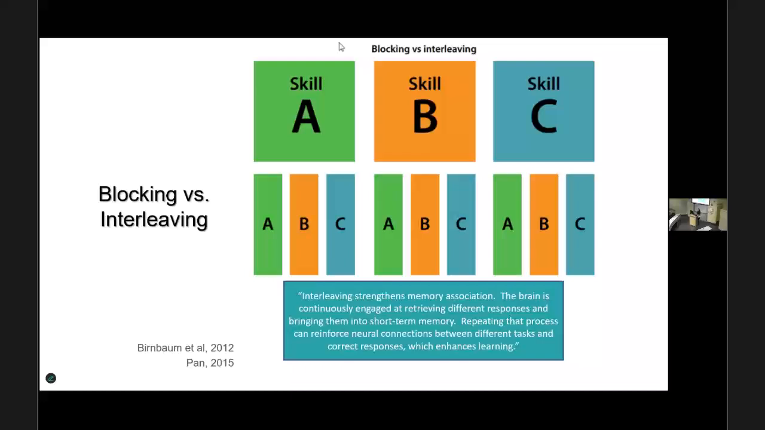So the concept of interleaving or spaced repetition strengthens memory association. The brain is continuously engaged at retrieving different responses, bringing them into short-term memory. And repeating that process can reinforce neural connections between different tasks and correct responses, which enhances learning. So that's why our schematic of the LIC with all those bars running simultaneously is modeled after an interleaving model.